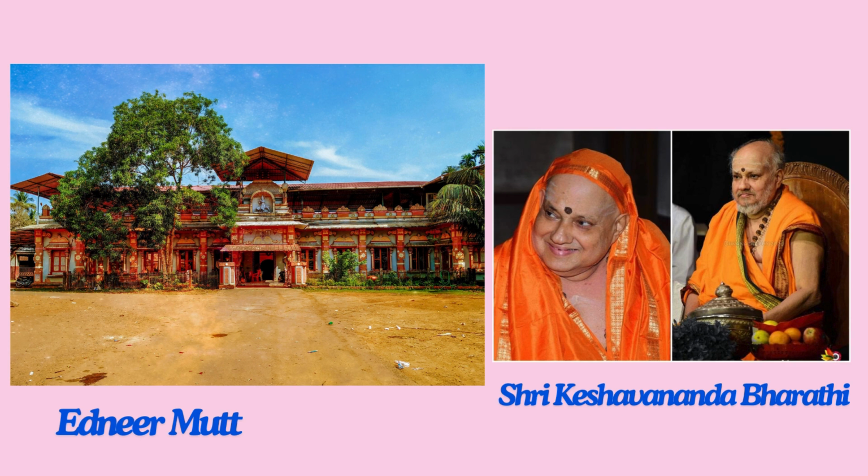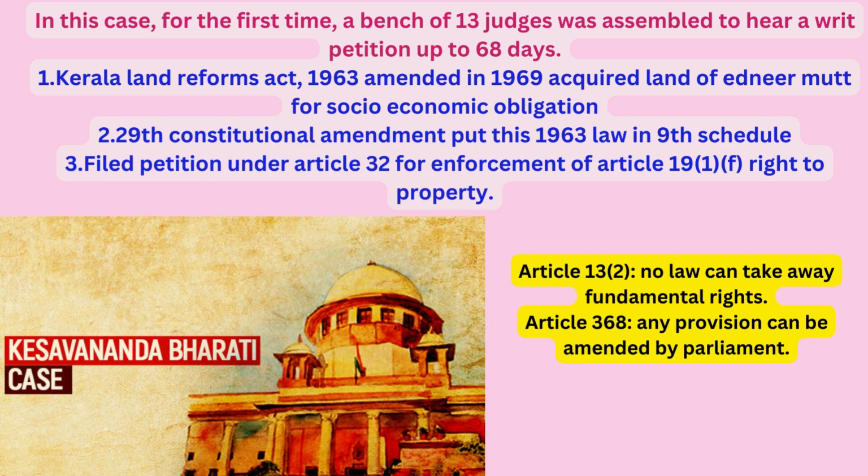In this case, for the first time, a bench of 13 judges was assembled to hear a writ petition, for up to 68 days. The Kerala Land Reforms Act, 1963, amended in 1969, acquired land of Edneer Mutt for socio-economic obligation. The 29th Constitutional Amendment put this 1963 law in the 9th Schedule. A petition was filed under Article 32 for enforcement of Article 19(1)(f), right to property.